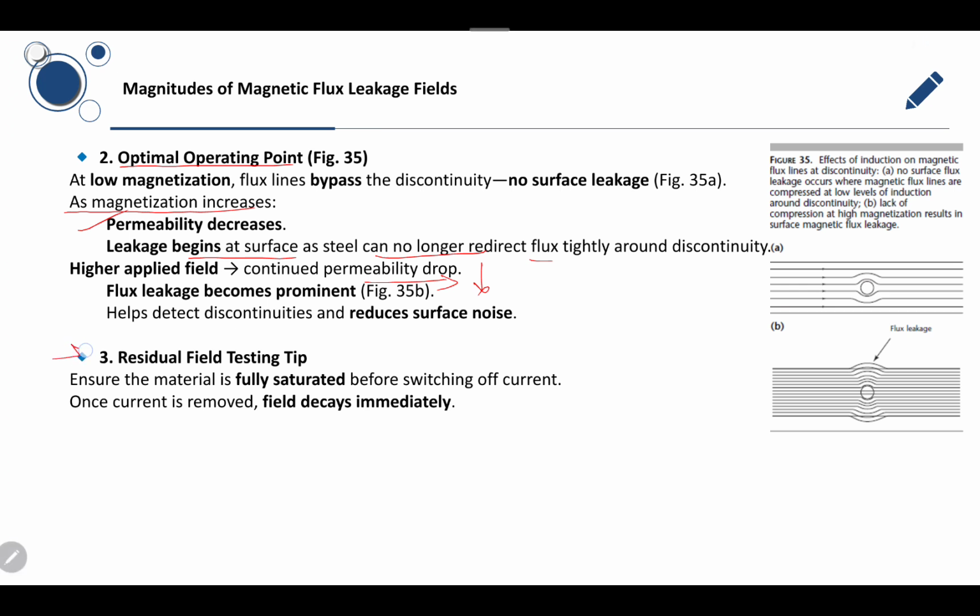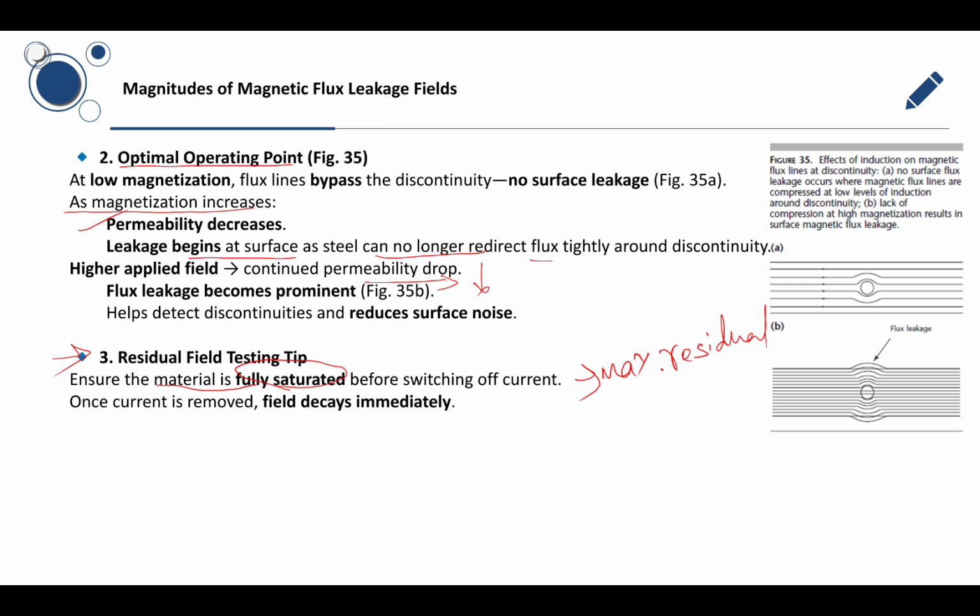The next one is residual field testing tip. For effective residual field testing, it is crucial to ensure the material is fully saturated before switching off the current. This ensures maximum residual magnetism. Keep in mind that once the current is removed, the field decays immediately. So the timing of particle application in residual methods is important.